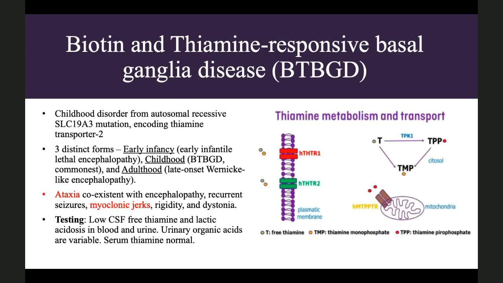It presents with ataxia, myoclonic jerks, encephalopathy, seizures, rigidity, and dystonia. Testing consists of CSF levels of thiamine and lactic acid in blood. There's low CSF thiamine, and lactic acids are elevated in blood, and urine organic acids are variable. However, the serum thiamine level is normal.